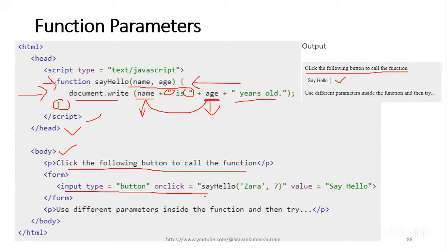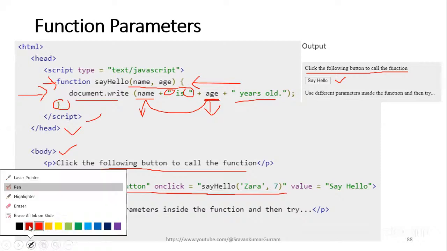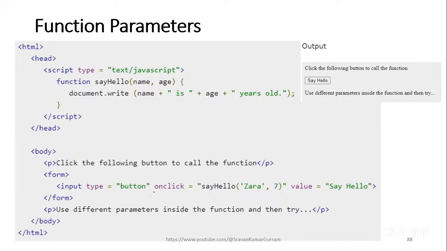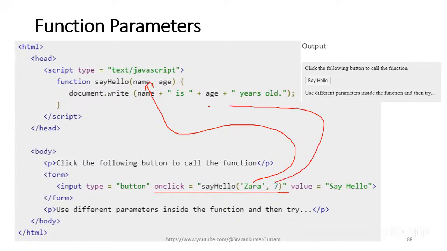Now, see, onclick, say hello, Zara, 7. So let me show you in detail. When you call this function like this, the first argument value will be copied into the first parameter, Zara into name. Okay. And the second value will be copied into the second parameter in the say hello function. So Zara will be copied into the name variable, and 7 will be copied into the age.